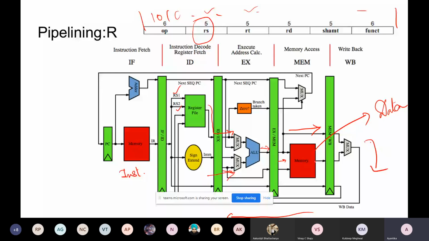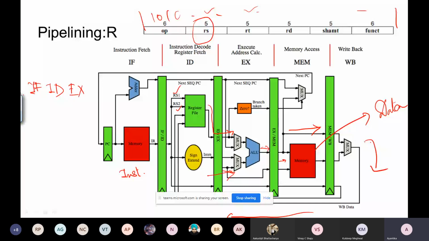Now, what is the idea of pipelining? Whenever you are fetching a single instruction, you are going step by step: instruction fetch, decode, execute, mem, and write back. Once you are finished with the write back, only then do you start your next instruction. But in case of pipelining, it is something like this. You can see instruction fetch, instruction decode, execute, and so on.